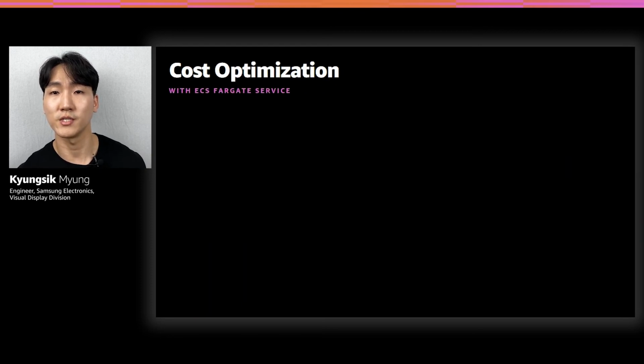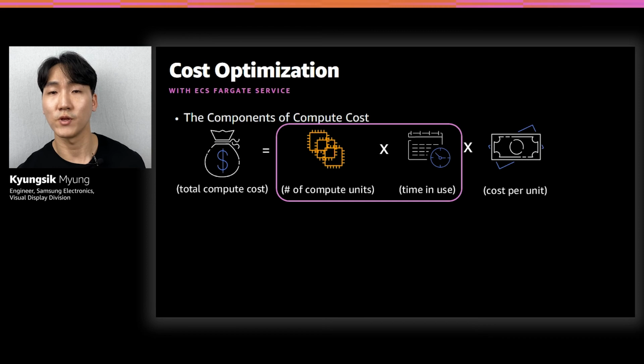First part is number of compute units and time in use. When we use on-premise, we have to reserve lots of compute resources with a long-term commitment, and it was difficult to scale out or scale in. Of course, it was expensive and hard to manage.